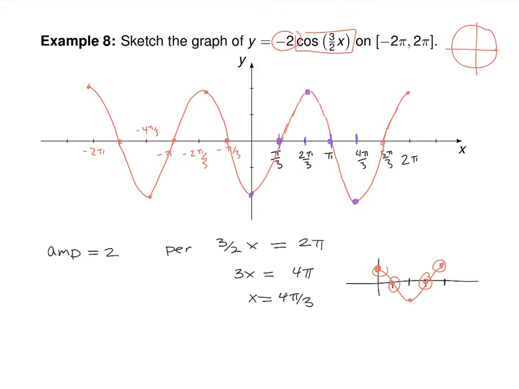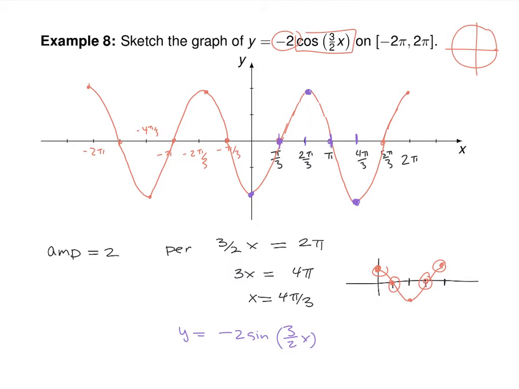If that had been a positive number, what would have been different? Which of those 5 points? Let's call them number 1, number 2, number 3, number 4, number 5. Where would this first point have gone if it was positive 2? It would have been positive 2, right? Would this point that was on the x-axis have changed? No. This point that's up top would now have been down below, right? And this point that was down below would have been up above, right? If it had been a sine curve, what would have been different? What if I would have had -2 sine of 3 over 2x?